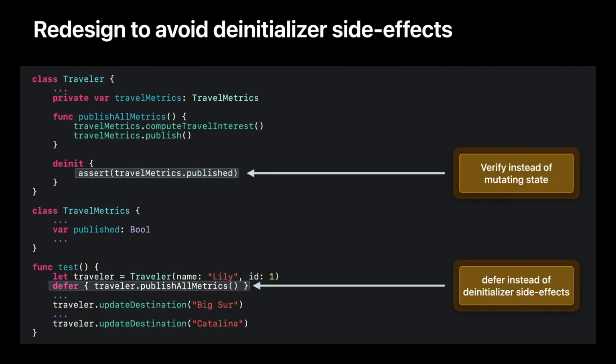Here, defer is used instead of the deinitializer to publish metrics, and the deinitializer only performs verification. By removing deinitializer side effects, we can eliminate all potential object lifetime bugs. We explored our educational travel app example to learn about ARC, weak and unknown references, and deinitializer side effects. It is important to thoroughly understand the language features that make object lifetimes observable and eliminate potentially incorrect reliance on observed object lifetimes so that we don't uncover bugs at surprising times.